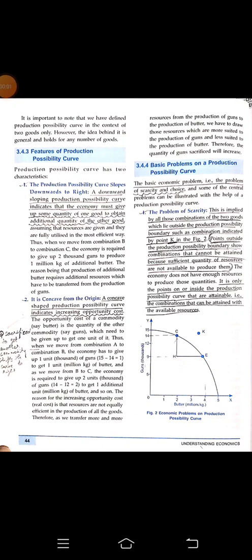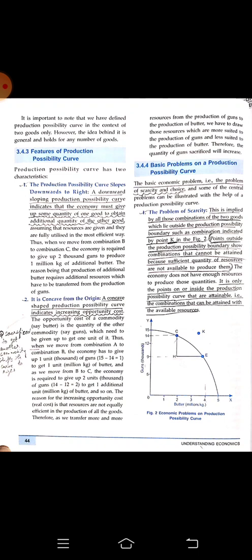Let's continue with the third chapter from your economics book of grade 11, and the name of the chapter is Basic Problems of an Economy.